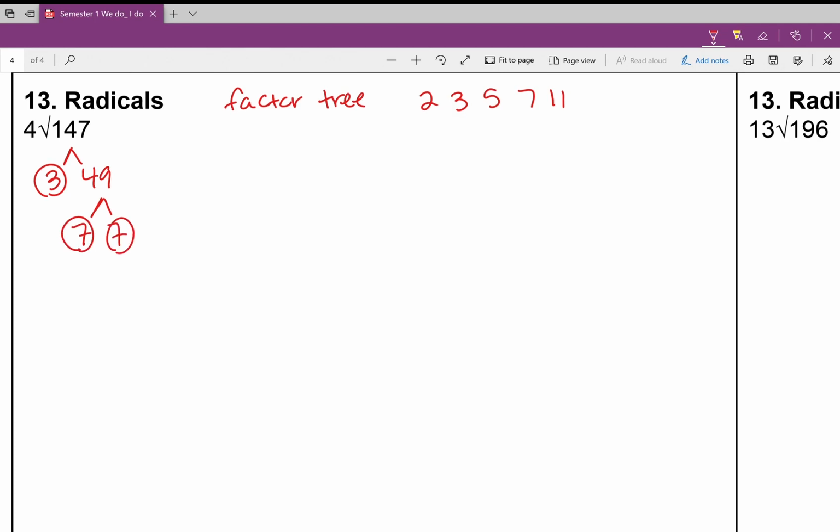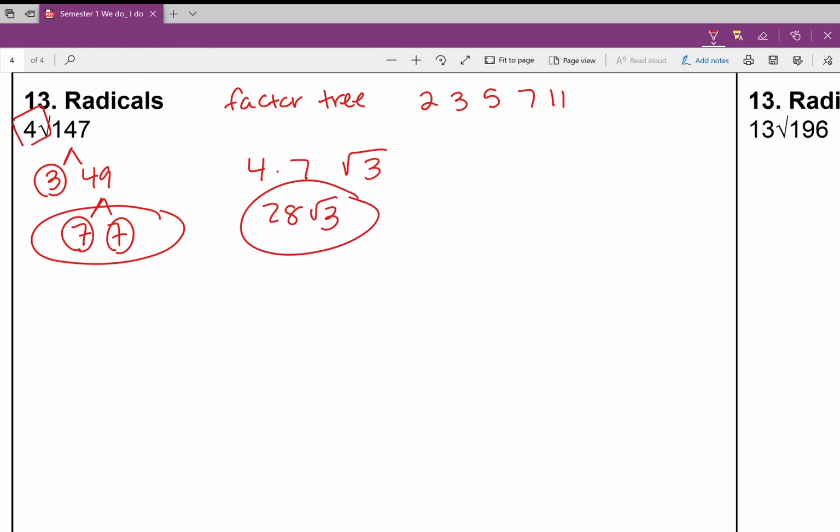So once I do my factor tree, I find my pairs. So I have a pair of 7s. So I'm going to have 7 on the outside and 3 on the inside, since 3 does not have a pair. However, since I have a 4 on the outside, I need to multiply my outside number by 4. So 4 times 7 is 28, square root of 3. That would be my answer.